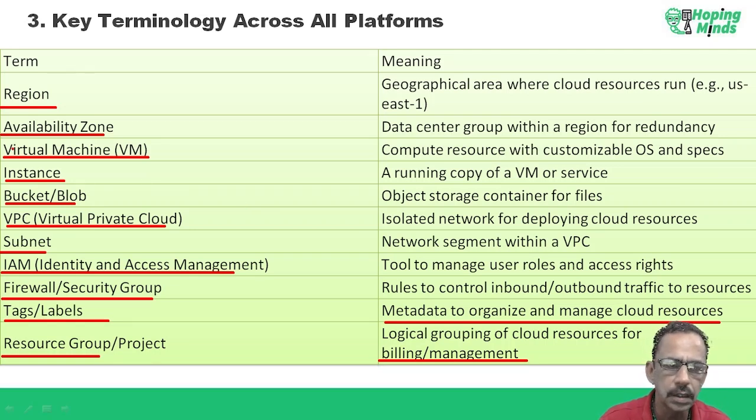Hope all these terms are clear to you. Virtual machine, we have already discussed many times. Instance is running a VM or service. Storage, bucket or blob. Blob storage is the Azure storage, and bucket is the AWS storage. Then networking components and security components. We already discussed that, so no need to waste time on it.